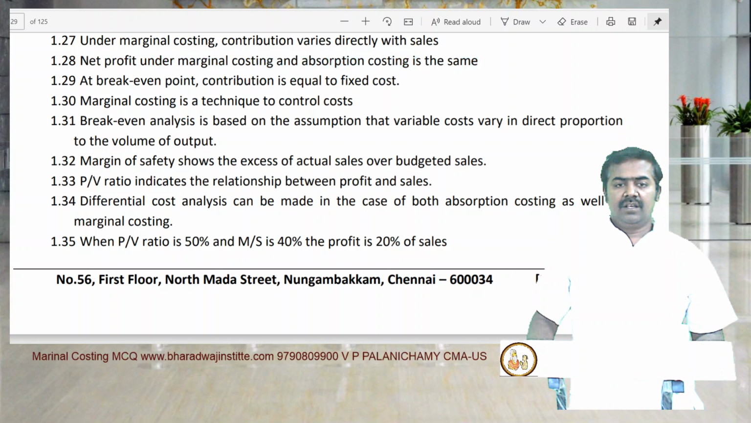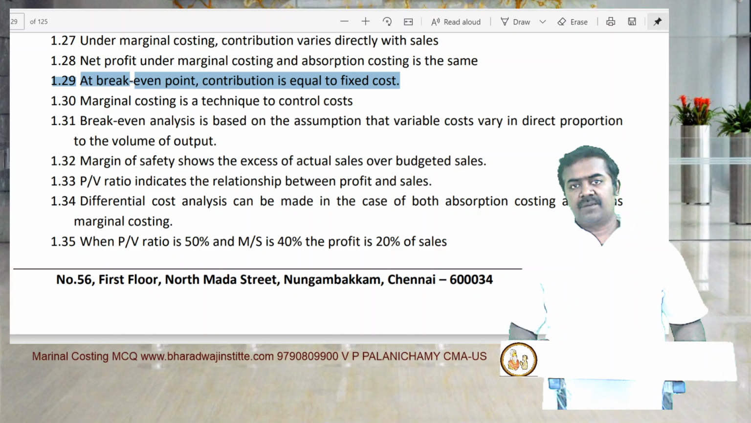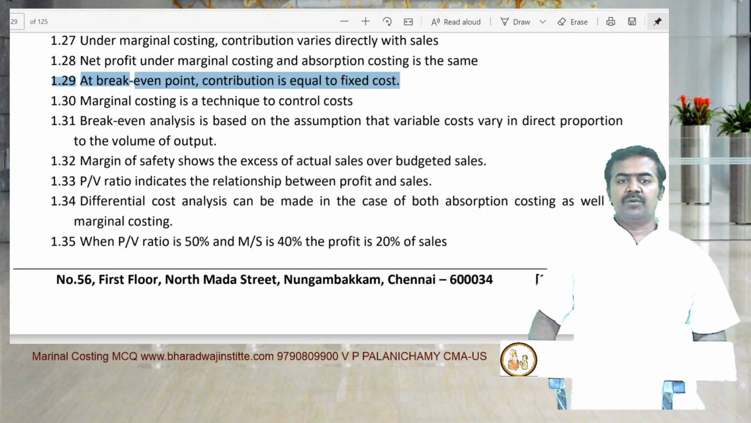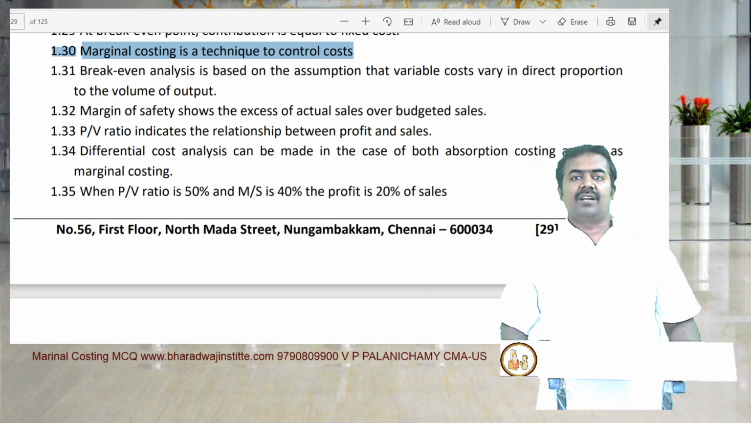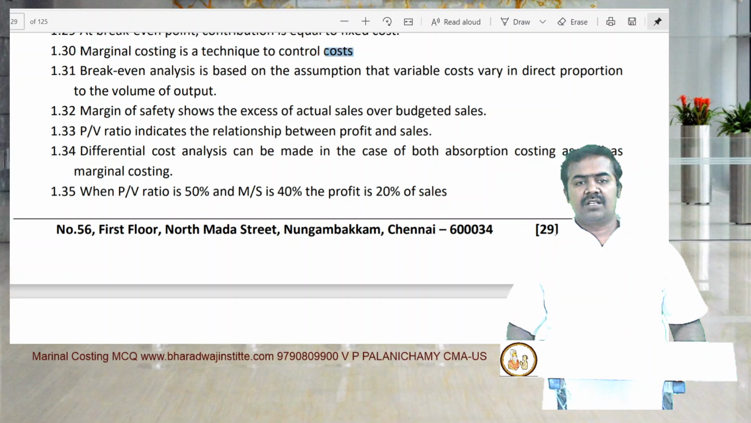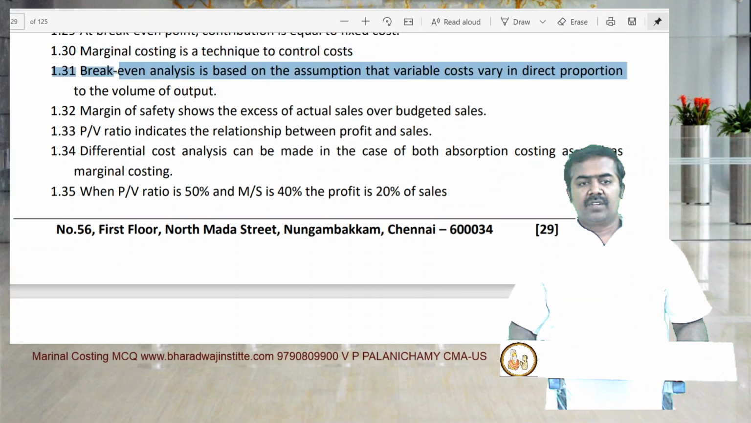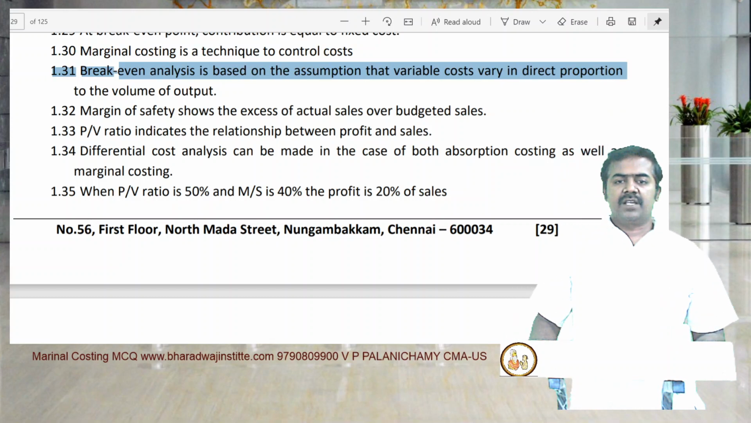False. At break-even point, contribution will be equal to fixed cost. That's why profit or loss becomes zero. True. Contribution is equal to fixed cost. Marginal costing is a technique of controlling the cost. No, it is a technique of ascertaining the cost. It is not a technique to control the cost. It is false.